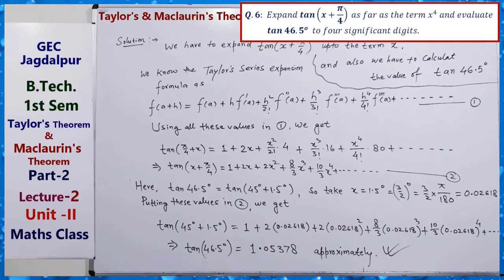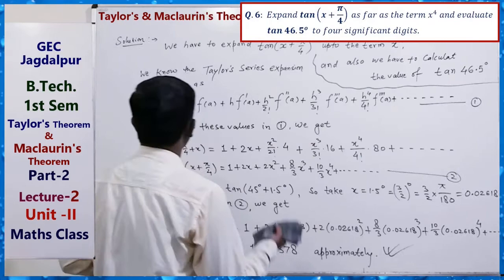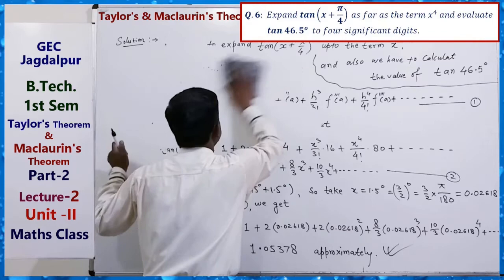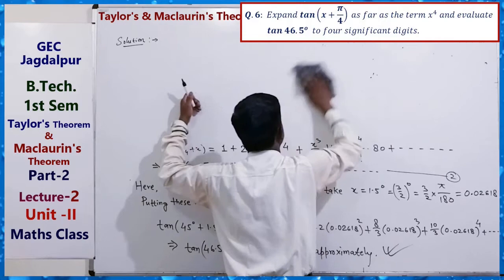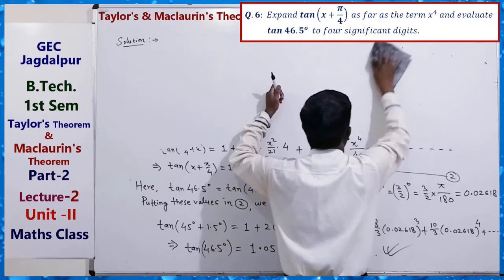Just now we have seen series expansion. By using series expansion, you can also find the Taylor expansion and Maclaurin expansion, and another method. By the Maclaurin series and Taylor series, you can use their series expansion formulas to get the result.